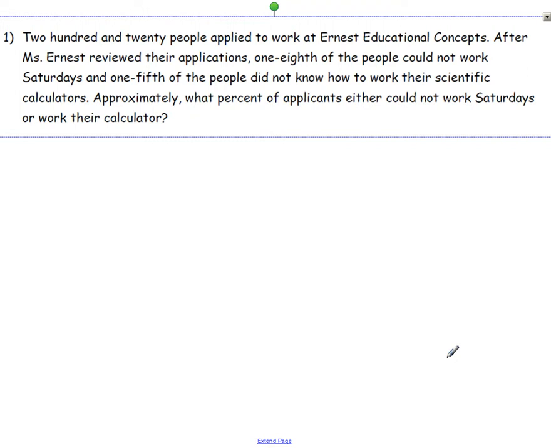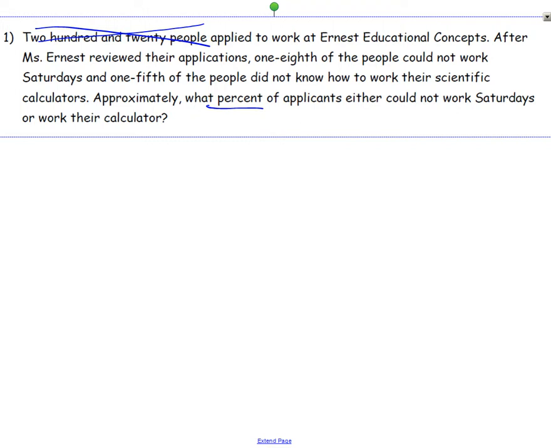Alright, 220 people apply to work. After we review their applications, 1/8 could not work on Saturdays, 1/5 did not know how to work a calculator. Approximately what percent of applicants could not work Saturdays or the calculator? So if it just says what percent, does it matter that 220 people applied? No. So this is just extra information.